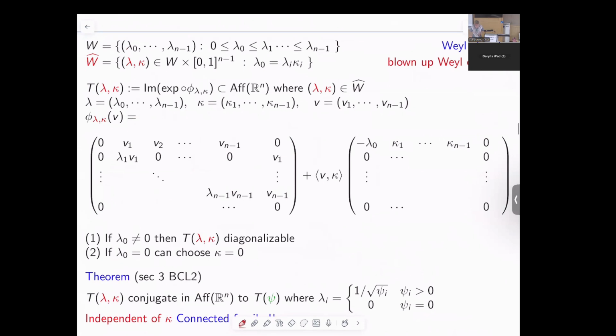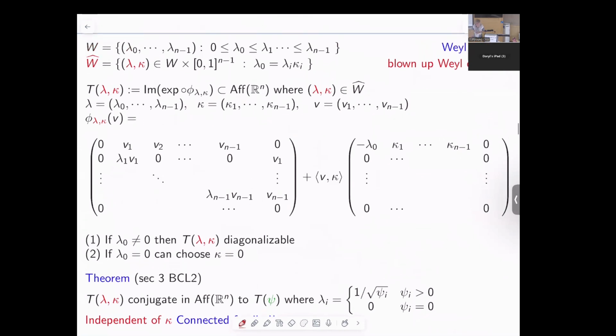But something close to it does exist. So the classification of generalized cusps: we take a point in the Weyl chamber. That determines a Lie group, and you take a lattice in that Lie group. What we're going to do is take something called the blown up Weyl chamber. This is a blow up in the sense of algebraic geometry. So the Weyl chamber is the set of points in Euclidean space where all the coordinates are non-negative, and I've ordered them so they're increasing.